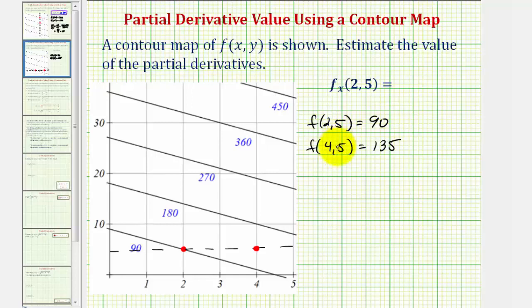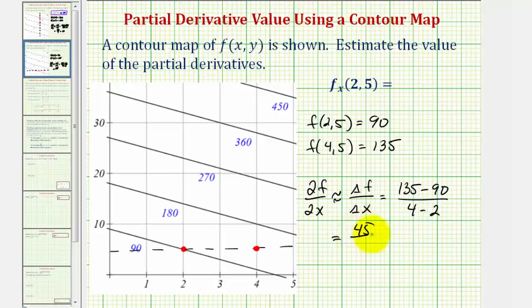And we use the slope of the secant line in the x direction to approximate this partial derivative. So the partial of f with respect to x would be approximately equal to the change in the function value divided by the change of x using these 2 points. So the change in the function value would be 135 minus 90, and the change in the x value would be 4 minus 2. So we have 45 divided by 2, which is equal to 22.5, which we'll use for our approximation for the partial derivative of f with respect to x.